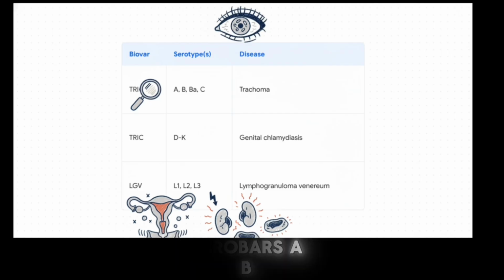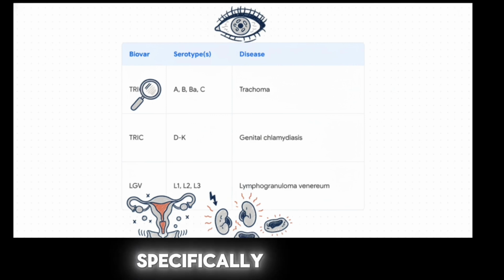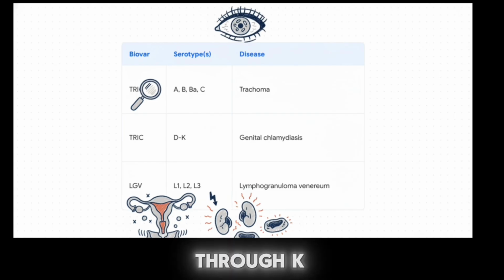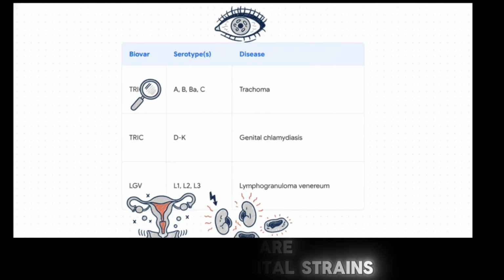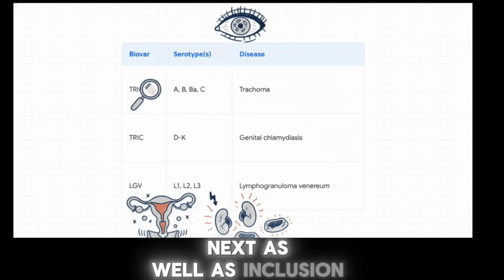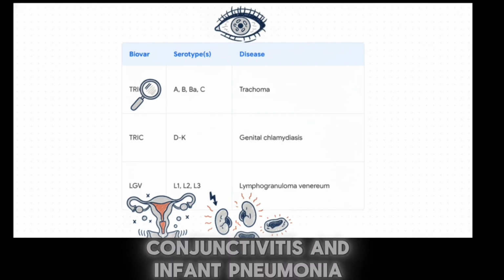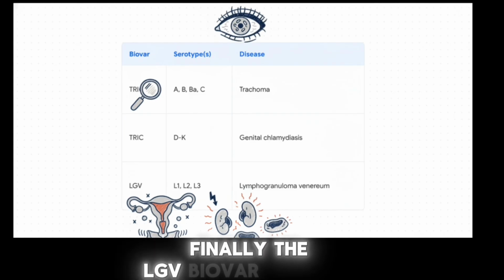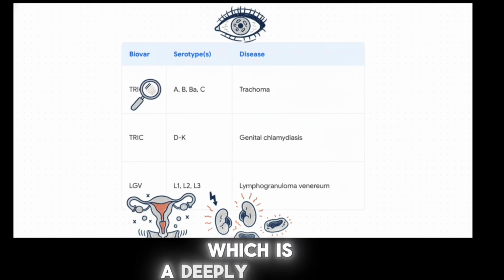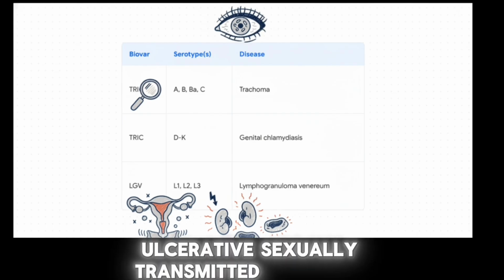Serovars A, B, Ba, and C are primarily linked to ocular diseases, specifically trachoma, which is actually a leading cause of infectious blindness globally. Then we have serovars D through K. These are the oculogenital strains responsible for genital tract infections, which we're going to dig into next, as well as inclusion conjunctivitis and infant pneumonia. Finally, the LGV biovar includes serovars L1, L2, and L3. These cause lymphogranuloma venereum, which is a deeply invasive ulcerative sexually transmitted infection.